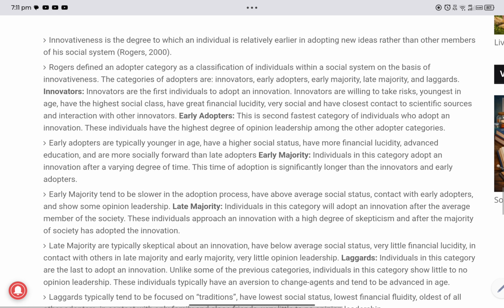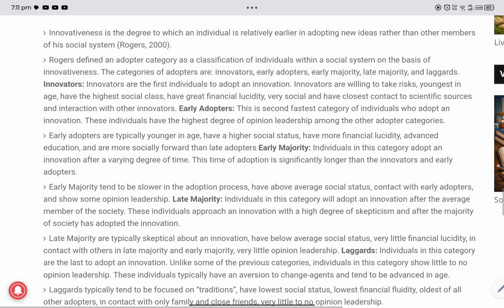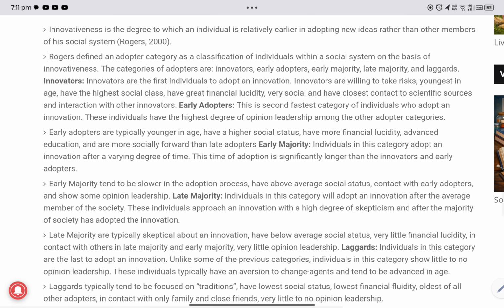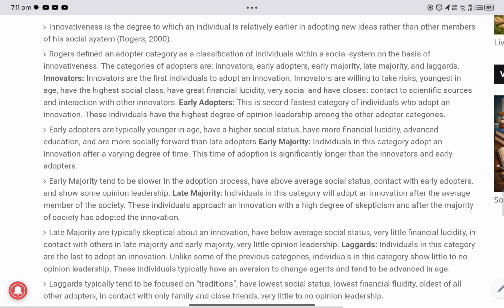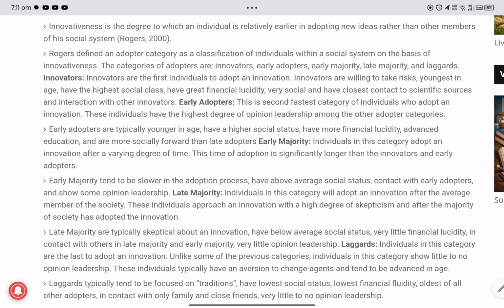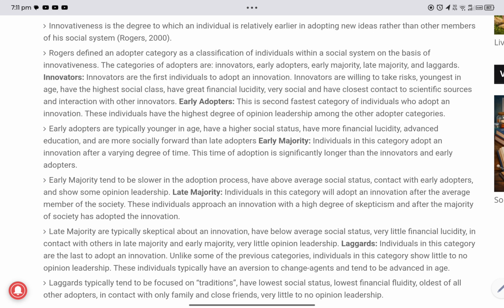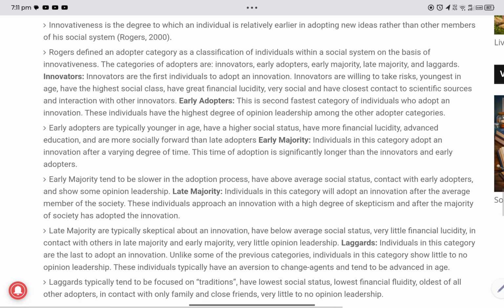of innovativeness. The categories of adopters are innovators, early adopters, early majority, late majority, and laggards. Innovators. Innovators are the first individuals to adopt an innovation.